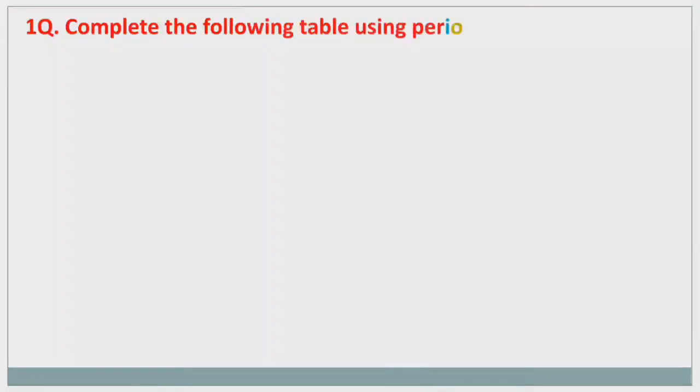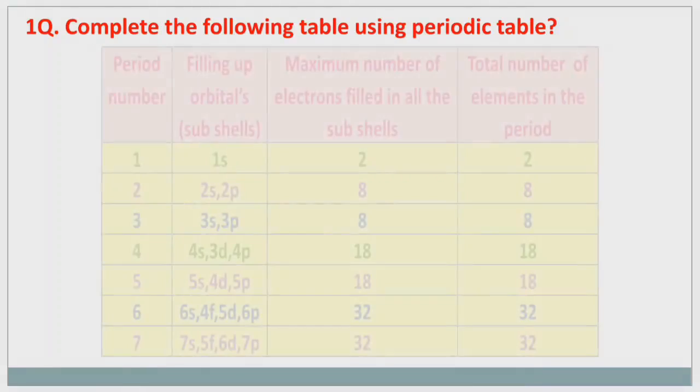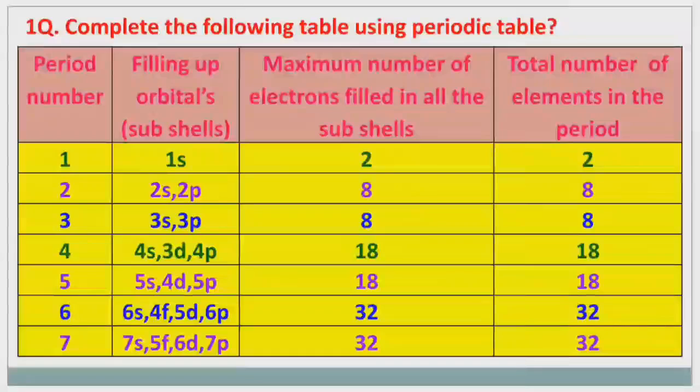Now we will see one textual question. Complete the following table using the periodic table. Directly we are filling answers in the table. First period: only the 1s orbital is filled up. The maximum number of electrons in the 1s orbital is 2. So in the first period total 2 elements are there.